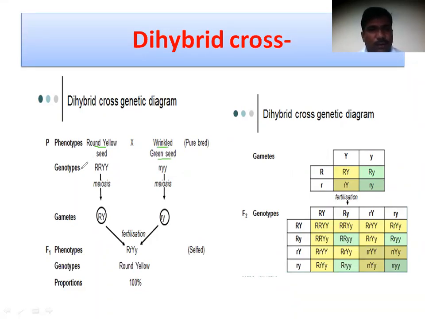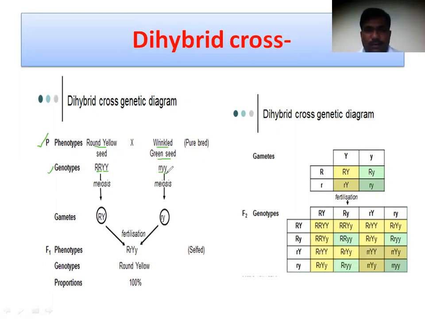So you write the genotype. This is the phenotype of the parents. Then the genotype is written as capital R for round, and yellow is dominant, so denoted as capital Y. For wrinkled green seed, these are the recessive characters, small r and small y. These are the genotypes of the parents.